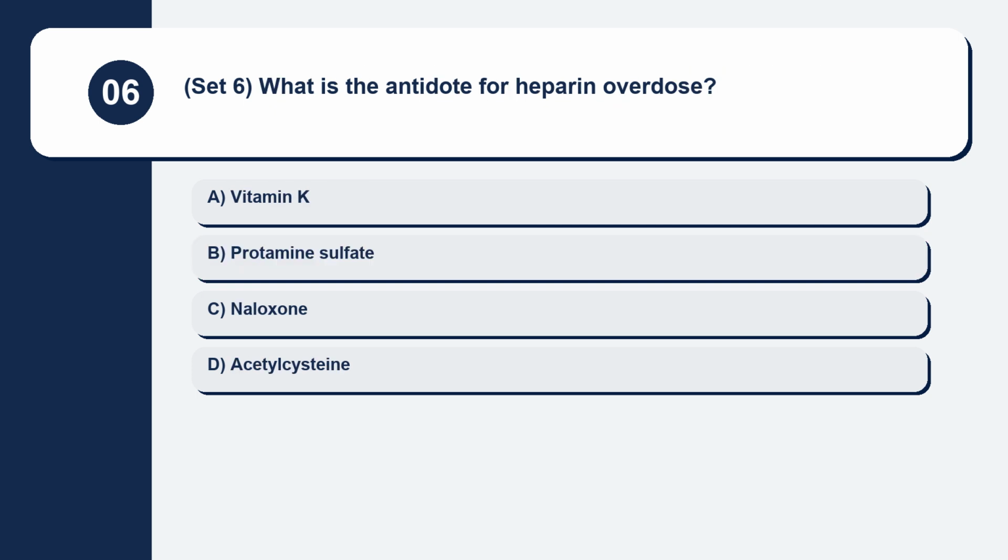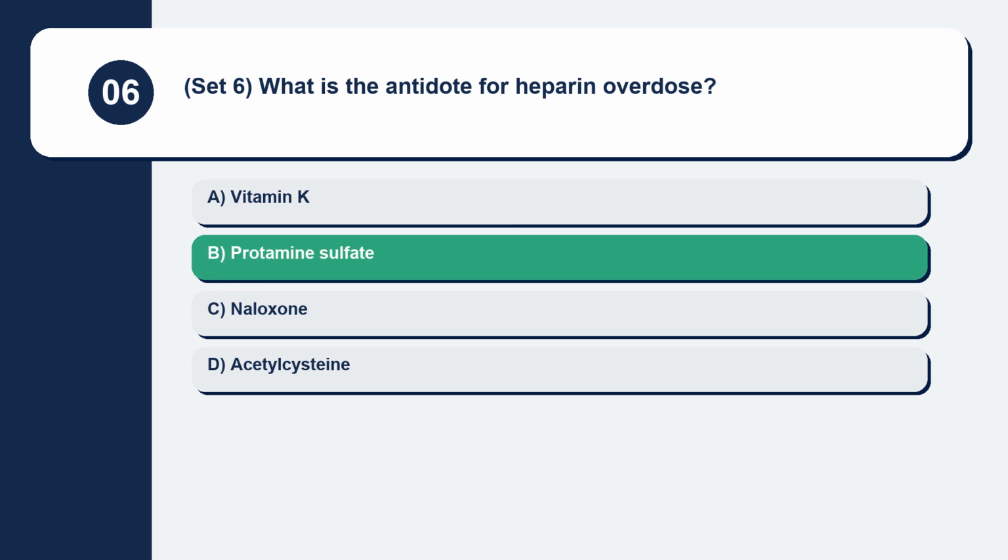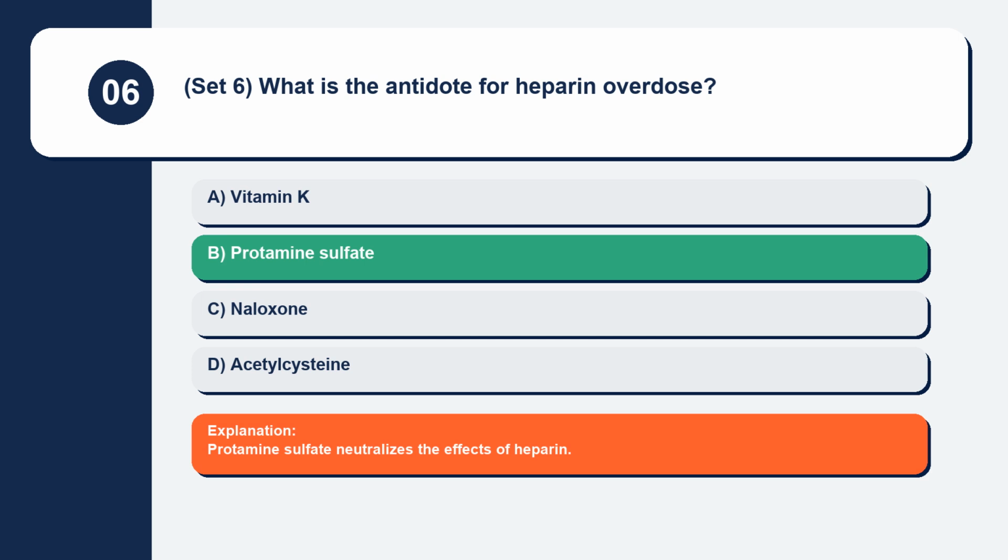Question 6. Set 6. What is the antidote for heparin overdose? Vitamin K, protamine sulfate, naloxone, acetylcysteine. Protamine sulfate neutralizes the effects of heparin.